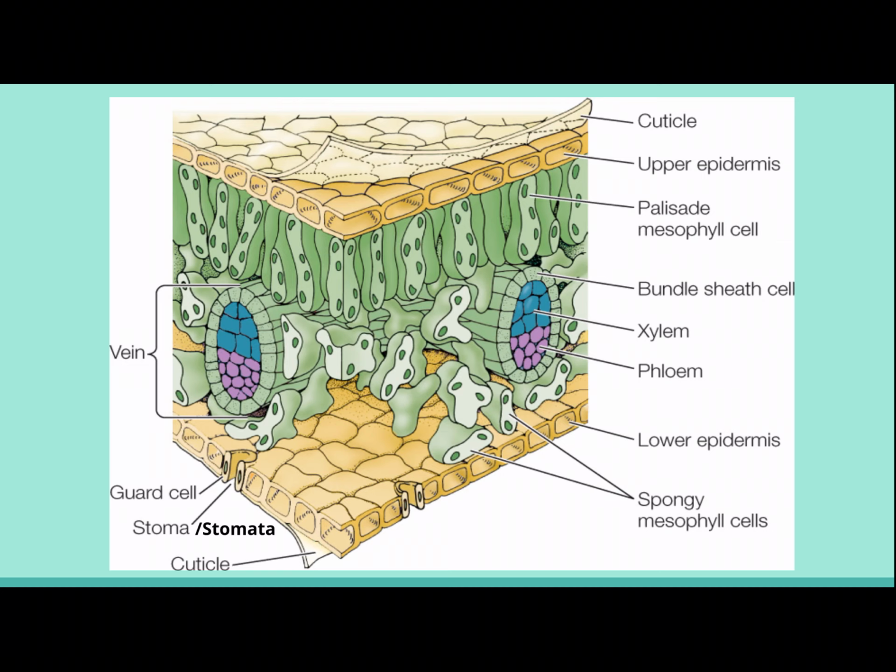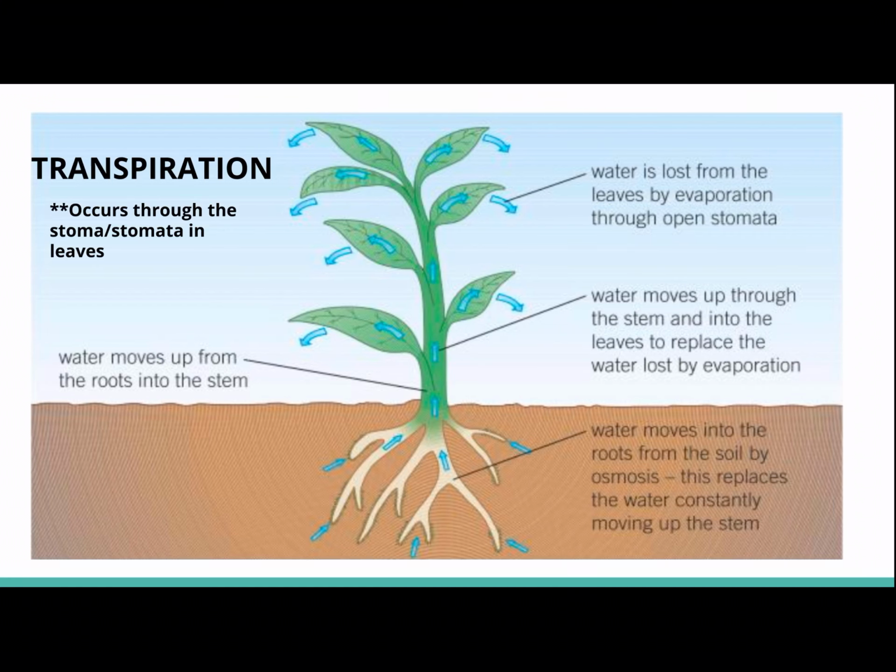Or from the plant, excuse me. All right, transpiration is also something that occurs through the stoma or the stomata in the leaves. And if you look at this diagram, it shows the process of transpiration. You can see water moving into the roots from the soil, and it replaces the water that's constantly moving up the stems and evaporating through the stomata of the leaves, okay? Water is lost through evaporation, through open stomata, and it's constantly being replaced. It's a constant cycle. Water comes in, moves up the plant, and then it leaves through the stomata as water vapor.